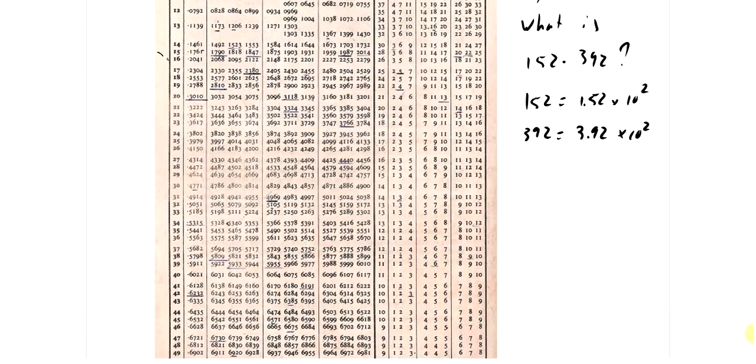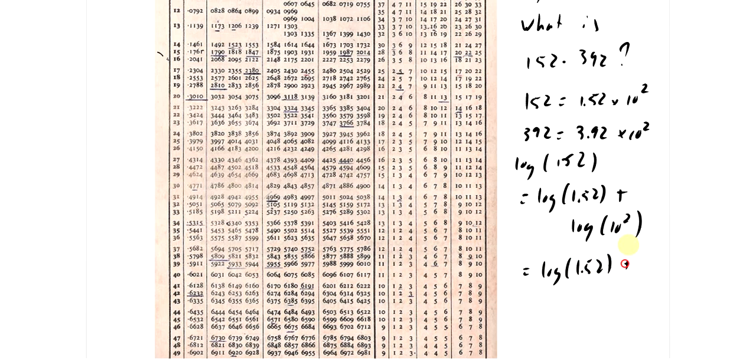So this is useful. What's the log base 10 of 152? Well, it's the log of this whole thing, but that's a product, right? So that's going to be log of 1.52 plus log of 10 squared. So log of 1.52 plus the log of 10 squared, that's just 2. Because this is the power, right? Remember, log is the power you raise 10 to get 10 squared. That's 2.